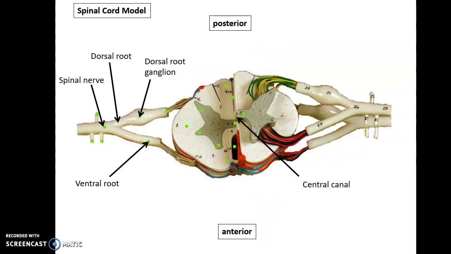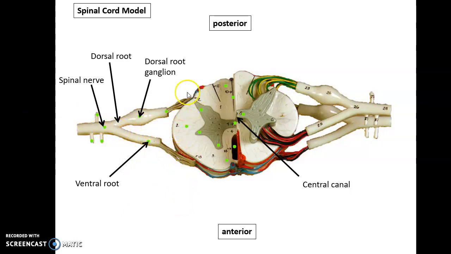Here is our model of the spinal cord. So this would be the spinal cord. This is the transverse section. Here is the structures coming off of it to form spinal nerves. So in the very center of the spinal cord is the little hole or space traveling the length of the spinal cord. That is the central canal filled with cerebrospinal fluid.